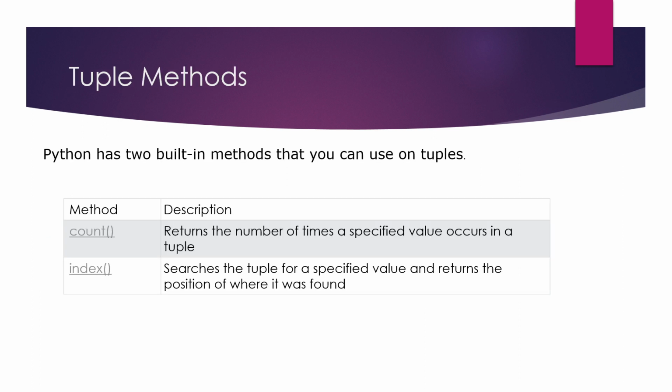And the next one is tuple methods. Python has two built-in methods that you can use on tuples. The first one is count. The count method returns the number of times a specified value occurs in a tuple, and the second one is index. The index method searches the tuple for a specified value and returns the position of where it was found.